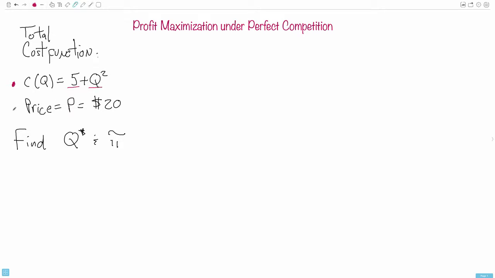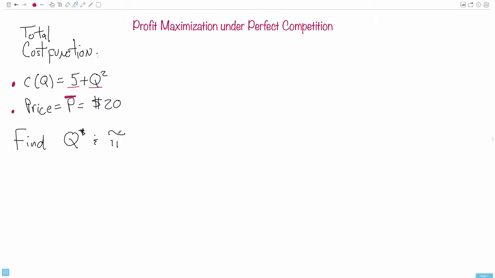You are also given the price for the good or service that this market produces. And remember, under perfect competition only, because every company is a price taker, the price is fixed. So there is nothing the company can do to charge a price either above or below. That's the meaning of this bar above price, which means it is given. And then, based on this information, you're told to find Q star, in other words, the quantity of production that maximizes profit, and pi, which is a very common representation for economic profits in economics.